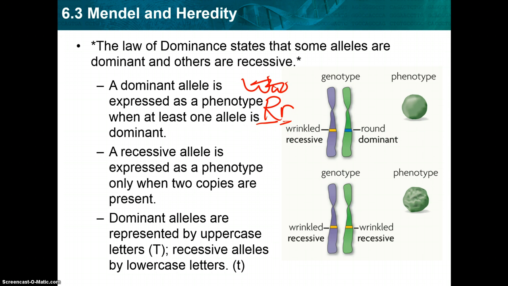A recessive allele is expressed as a phenotype only when there are two copies present. So you have to have both copies of a recessive trait in order for you to have that phenotype. Dominant alleles are represented by uppercase letters. Recessive alleles are represented by lowercase letters.